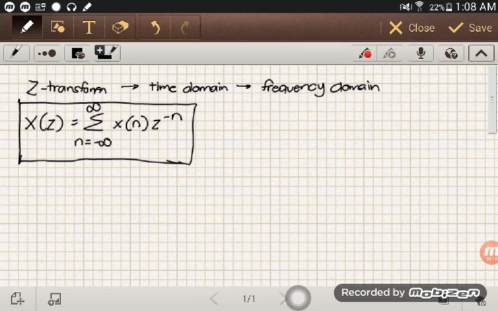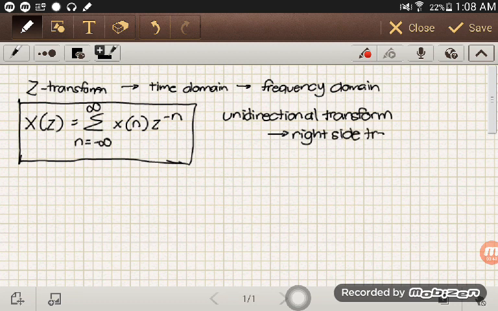Take note that there are two types of Z transform. The first type is what we call the unidirectional transform. Unidirectional transform is when your signal is only on the positive n. This is the so-called right-side transform, which is where n is equal to 0 until n is equal to positive infinity.